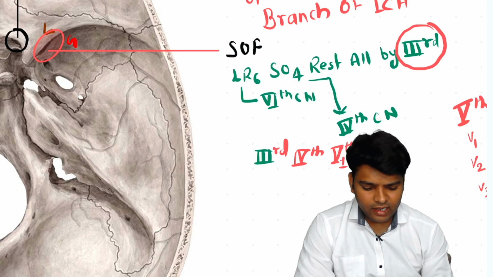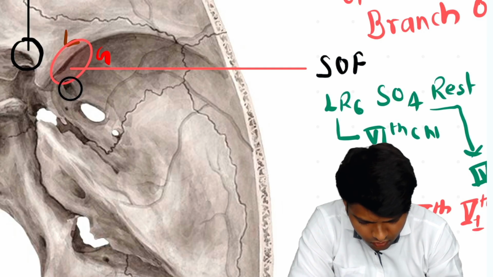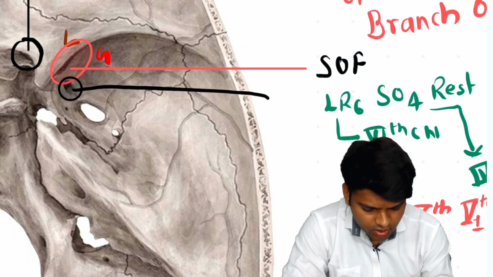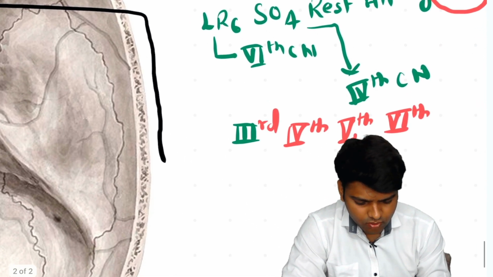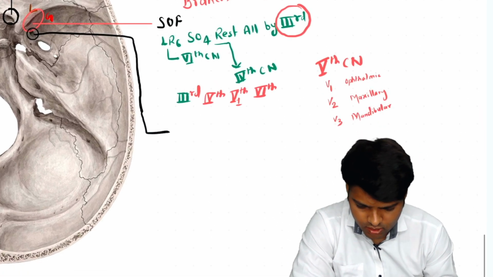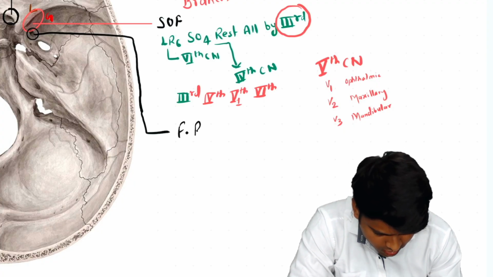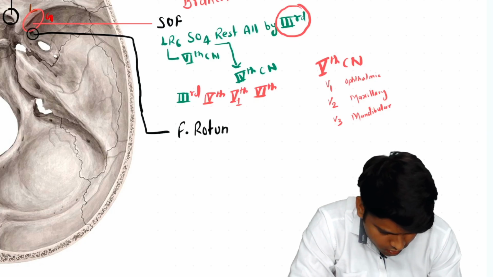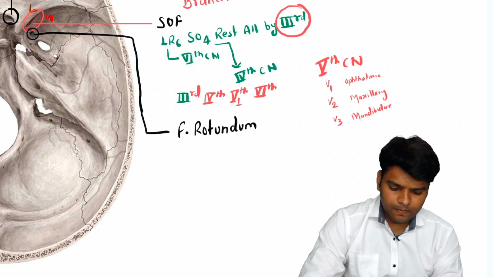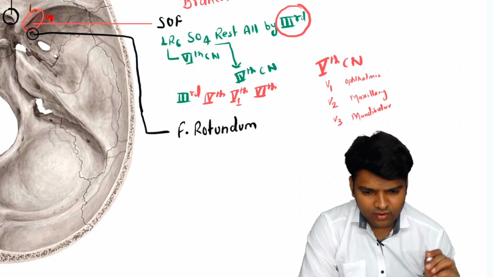And after this, the next opening, I think you are all able to see this, is called the foramen rotundum. This is the foramen rotundum. I will write something here. I will write only F, foramen rotundum. Okay, foramen rotundum, and I will write which structures pass through the foramen rotundum from the right side, here.